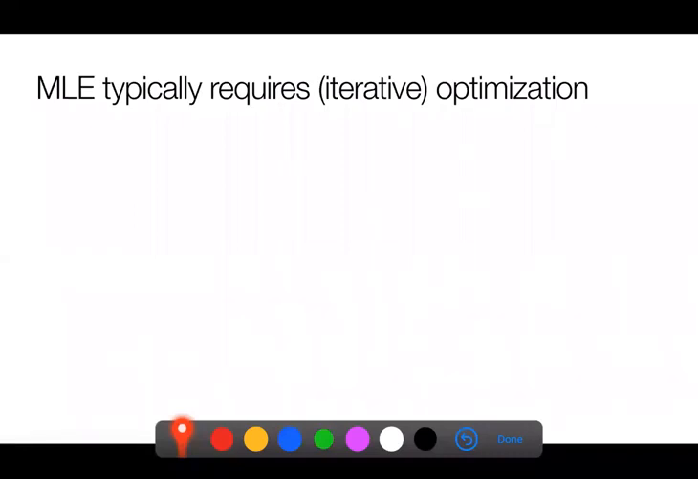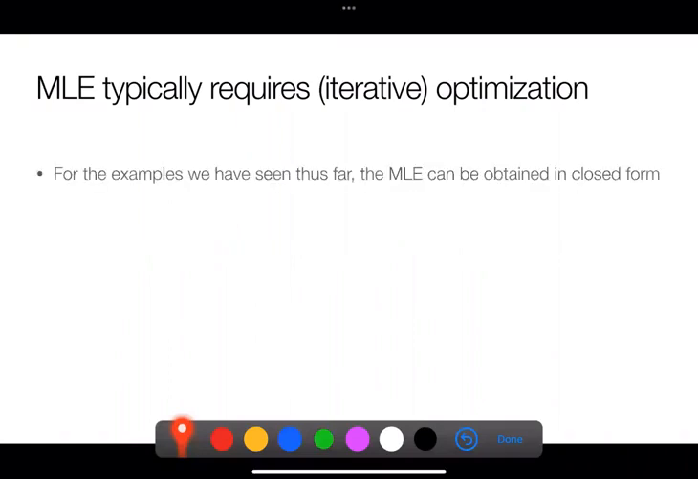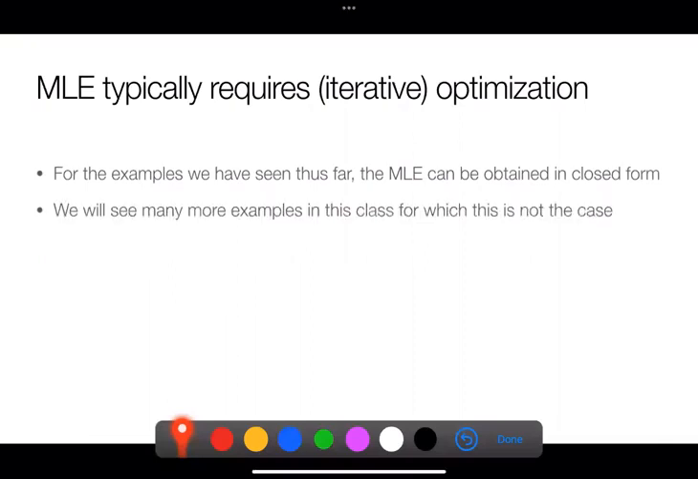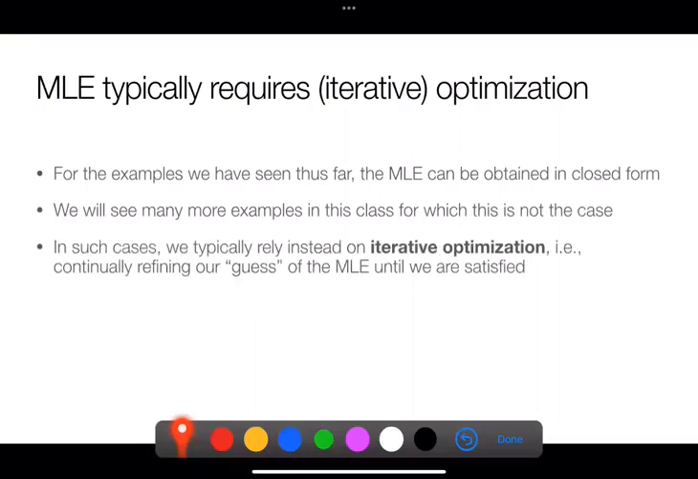I just want to mention that maximum likelihood estimation typically requires what we call iterative optimization. What does that mean? Well, for the examples that we've seen so far, we can actually obtain this estimate in closed form: take the derivative, set it equal to 0, find an analytical solution. But we're going to see a lot of examples in this class for which this is not the case. And if we can't do it analytically, we typically instead rely on something called iterative optimization, where we start from a particular guess of what the parameters might be, and then we continually refine that guess, making it better and better until we think that we've found the estimate that we're looking for.